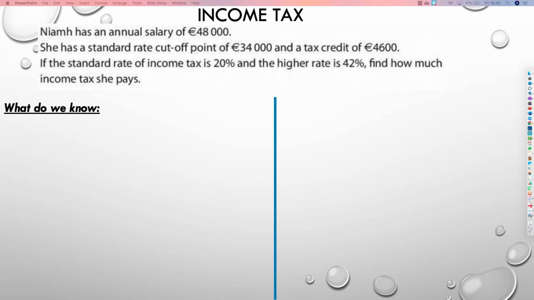Neve has an annual salary of 48,000. She has a standard rate cutoff point of 34,000 and a tax credit of 4,600. If the standard rate of tax is 20% and the higher rate is 42%, how much income tax does she pay? Right, off we go. Tell me how much income tax she pays and how much she brings home.